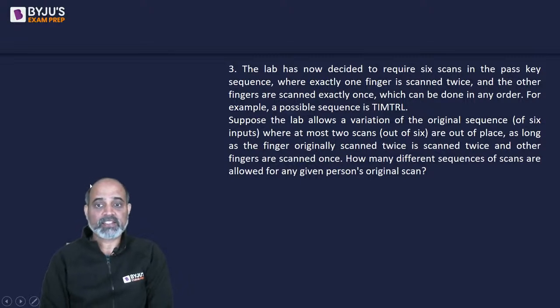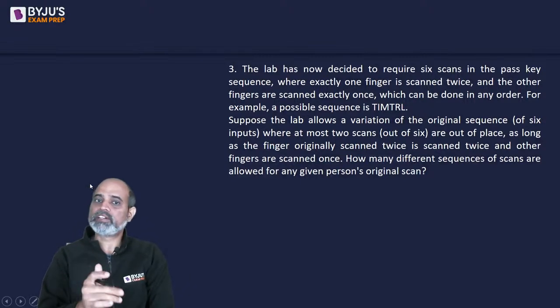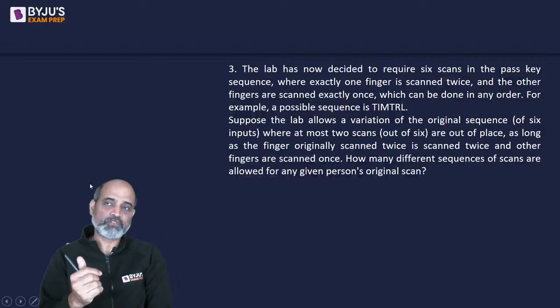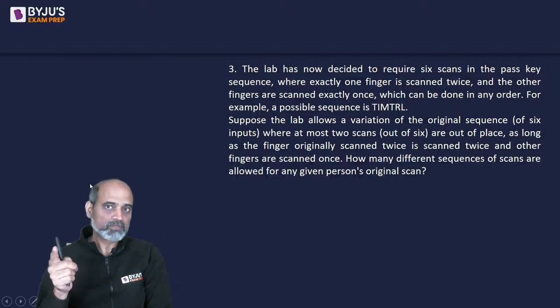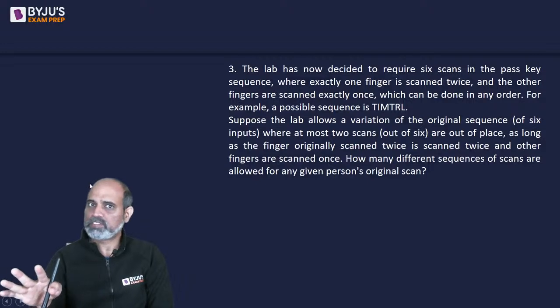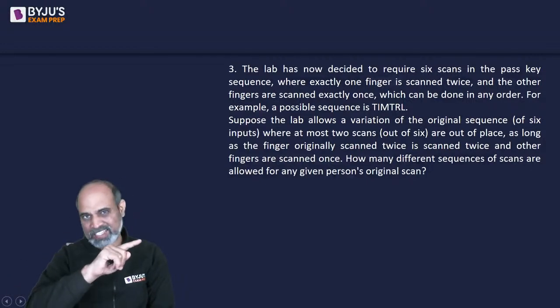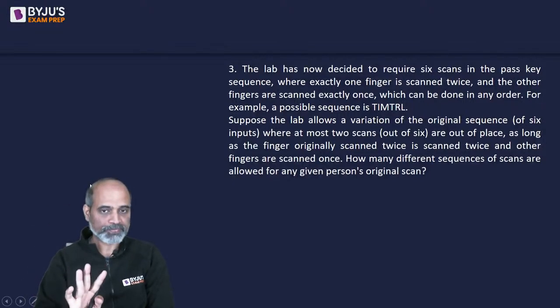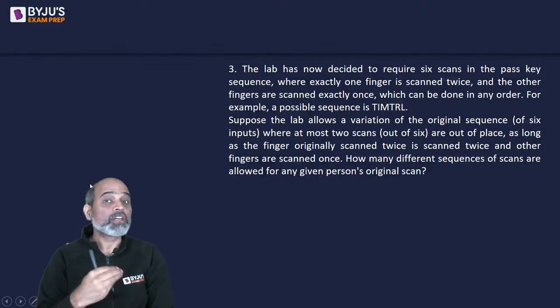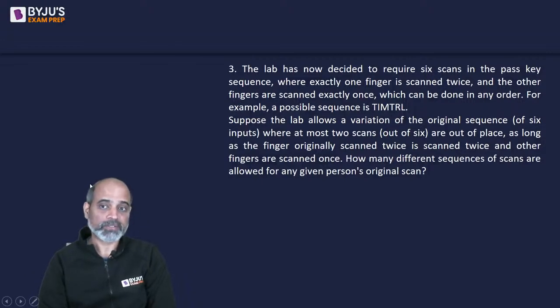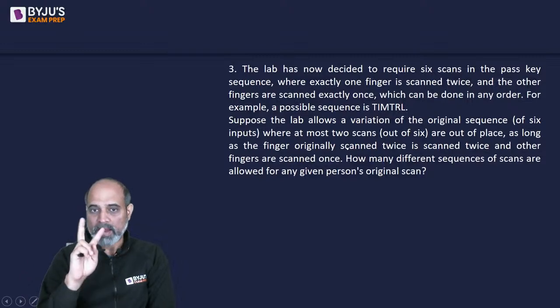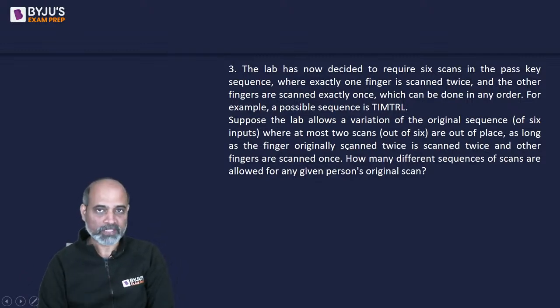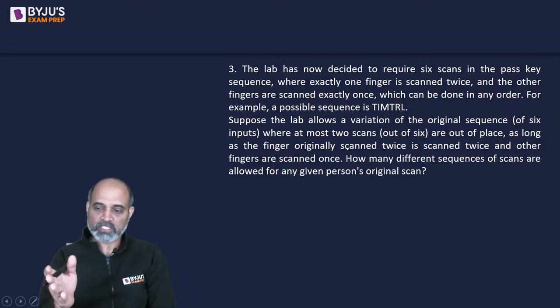So it says that the new scanning rule is that a particular finger has to be scanned twice and the other remaining 4 fingers have to be scanned once. So total 6 scans हो गया, जिधर एक finger will be repeated. ये rule है. Now, the lab is allowing a variation of this particular rule, right? Where at most 2 scans, there are 6 scans, right? At most 2 scans are out of place. Out of place मतलब उसका sequence जो है वो कहीं और जा सकता है.